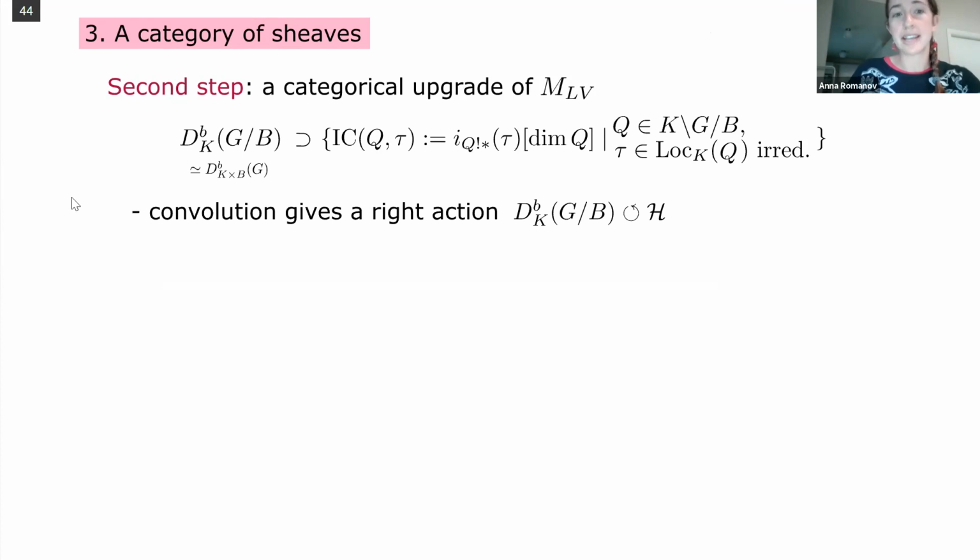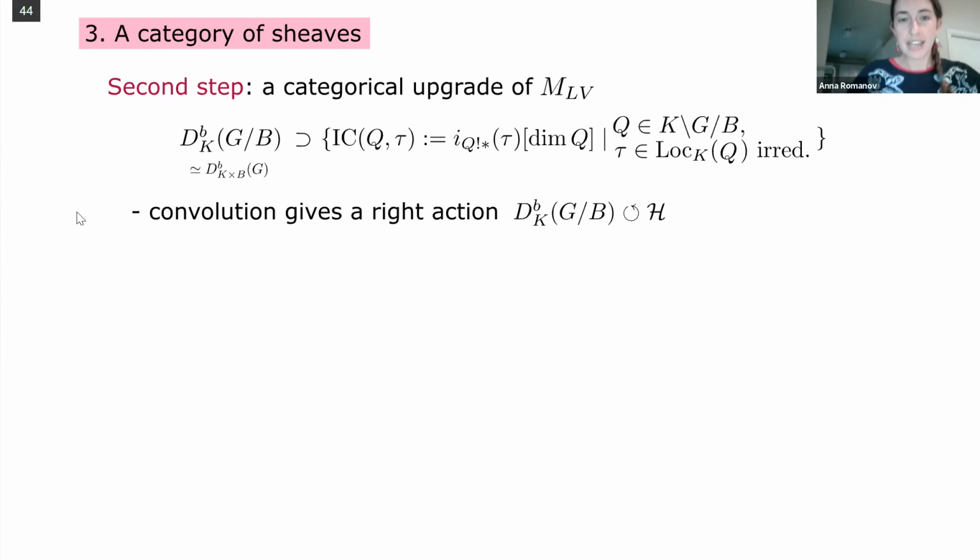So instead of taking the category of B-equivariant sheaves, we can look at the category of K-equivariant sheaves on G/B, which again, we're later going to think about as K×B-equivariant sheaves on G. And within this, we also have IC sheaves, but now our IC sheaves are constructed from a local system and an orbit. So we can take the intermediate extension of this local system and shift it appropriately, and this builds for us an IC sheaf in our category.